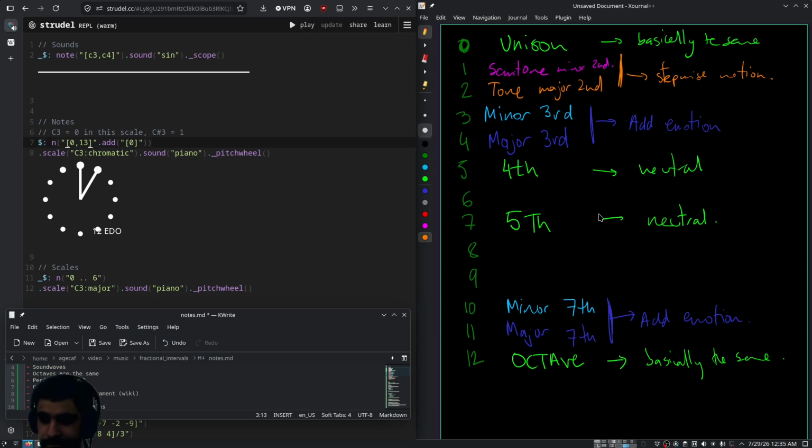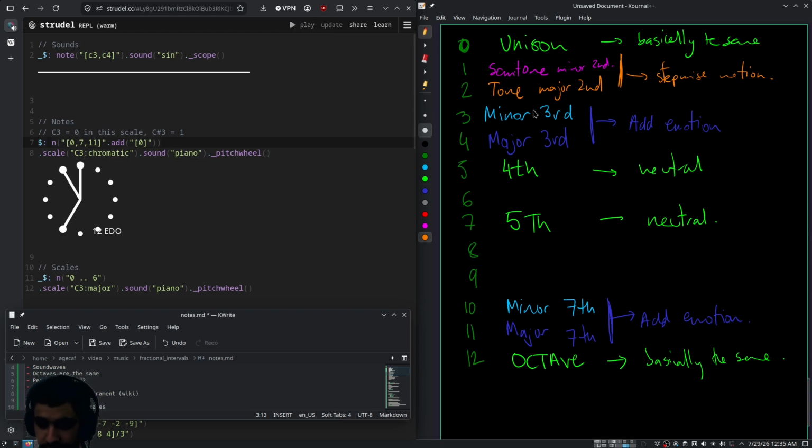But in some cases it can sound more open. So for example, the major seventh is basically a semitone below the unison, and that usually sounds quite nice. So that would be 11. And if we add a fifth, that sounds quite nice.